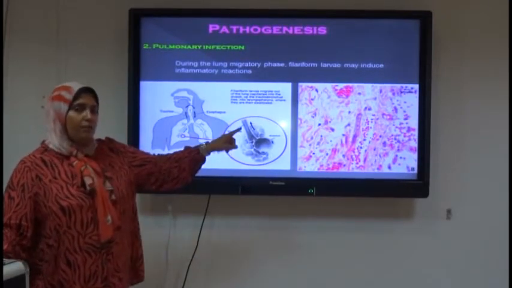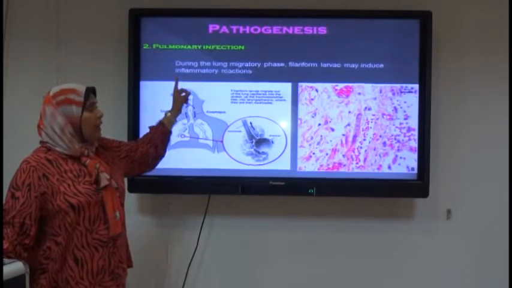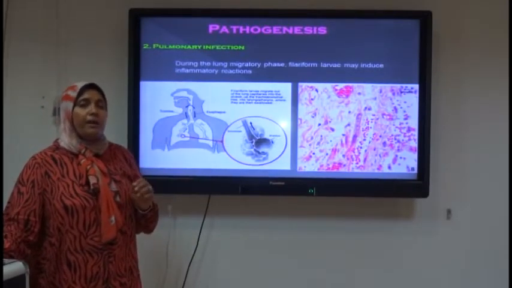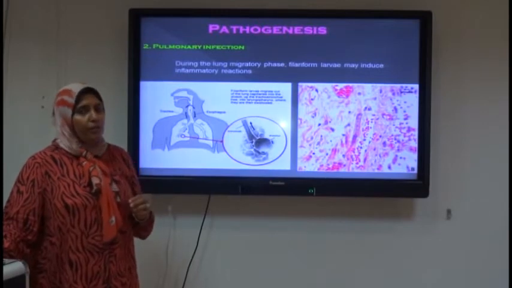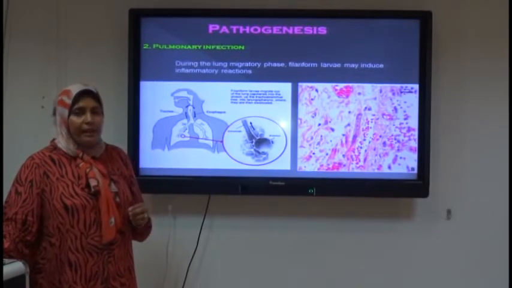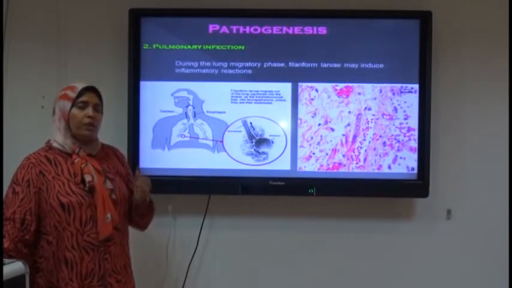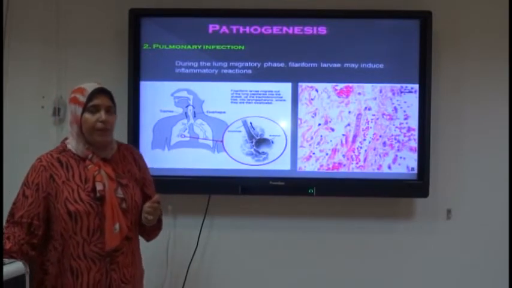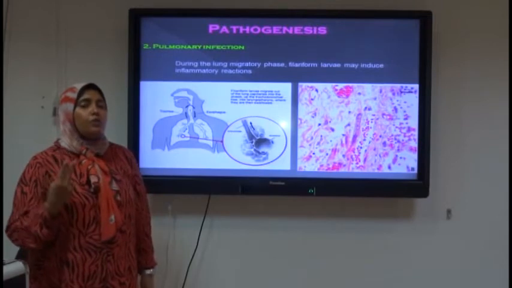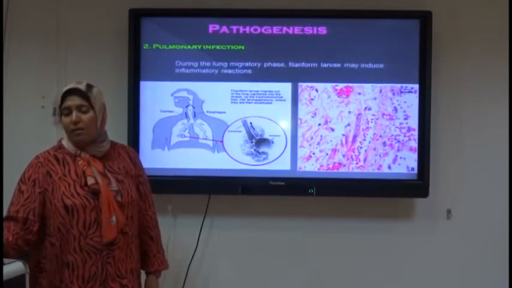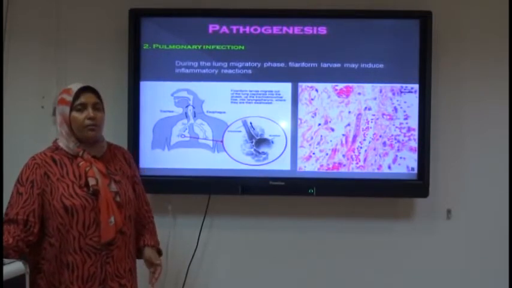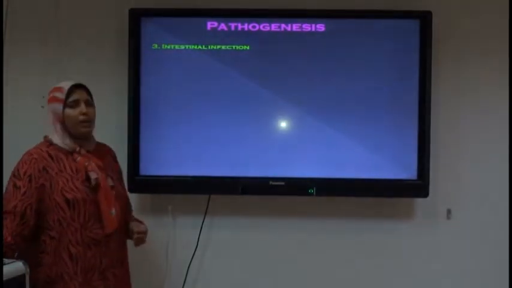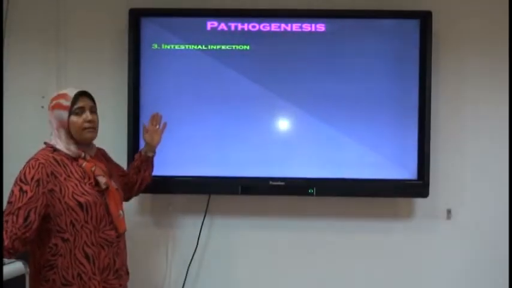The impact of the disease in the lung is caused mainly by the filariform larvae or the migratory larvae. The migratory larvae here are the filariform larvae. So the cutaneous phase and the pulmonary phases, both of which are caused by the penetrating and the migratory filariform larvae. The final pathogenic stage is in the intestine.